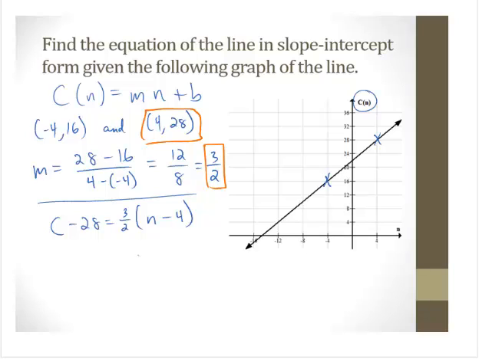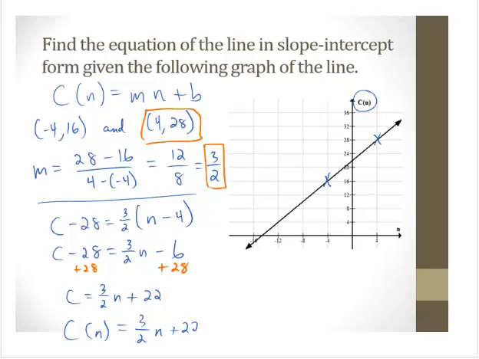Nothing to simplify here. I'll apply the distributive property on the right. c minus 28 is 3/2 n minus 6. And now I will add 28 to both sides, and c equals 3/2 n plus 22. And I'll go ahead and write c of n is 3/2 n plus 22, just to be consistent with what was given.